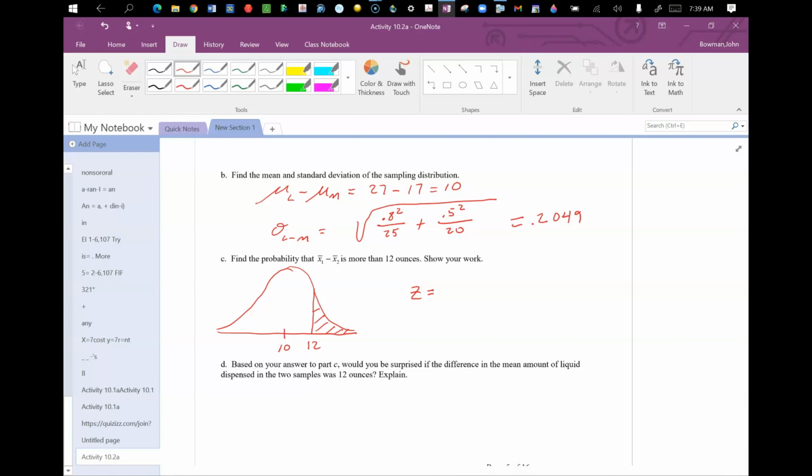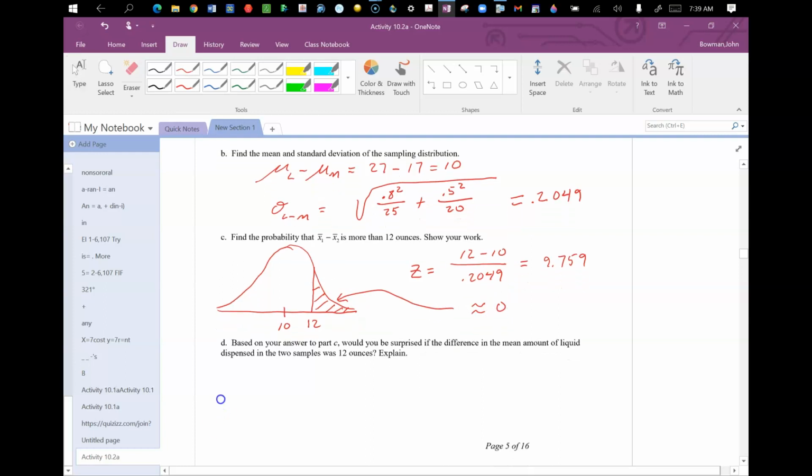So Z is equal to 12 minus 10 over 0.2049. That turns out to be a Z-score of 9.759, which, as you know, is going to give you an extremely small probability up here. This area is going to be approximately 0.